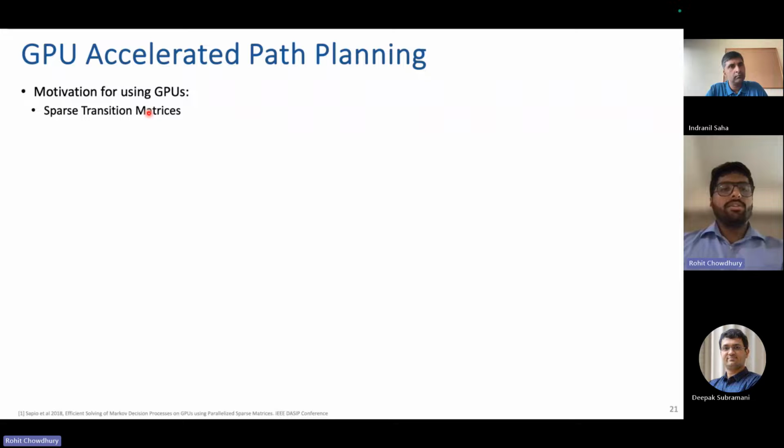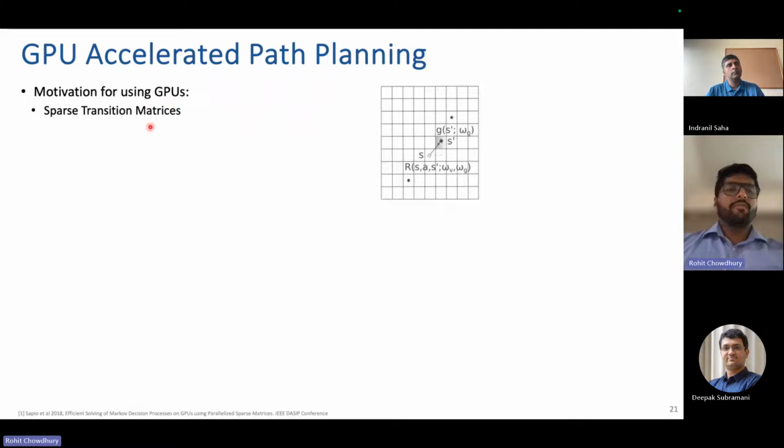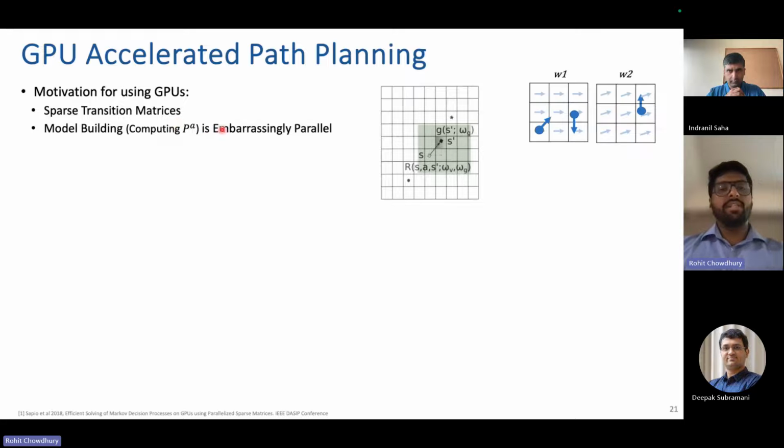The motivation behind using a GPU is, first of all, the transition matrices would be sparse. The reason is that if you're in some state S, then you can only land in some nearby states S dash, perhaps in this green region, and not anywhere arbitrarily in this entire grid. More important is the fact that model building, that is computing state transition probabilities, is embarrassingly parallel. If I want to compute a transition for this state and this action versus this state and this action, these computations are absolutely independent of each other and can be done in parallel. And this independence holds across different samples as well.